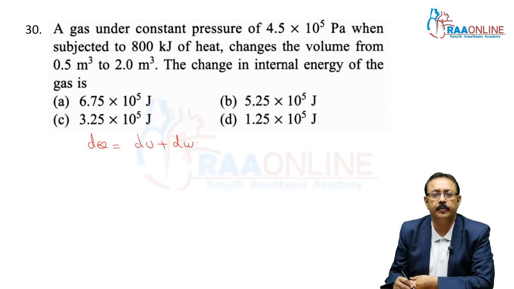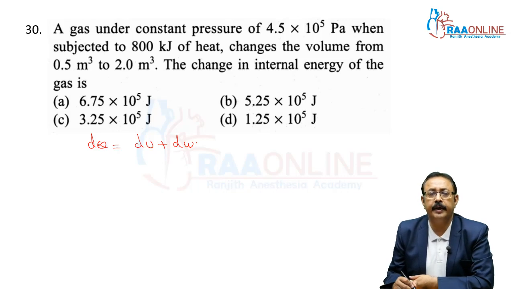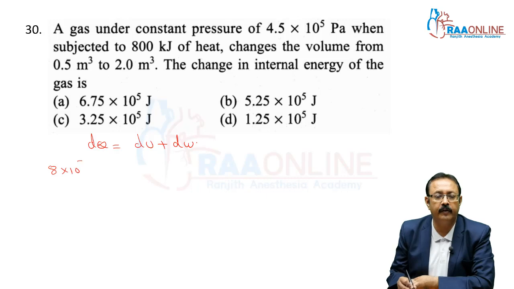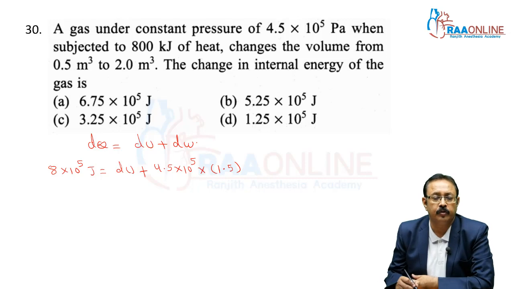What is dQ? 800 kilojoule of heat is supplied to the system, kilo means 1000. So we are talking about 8 into 10 to the power 5 joule. That is dQ. We want to calculate dU. What is work? Work is 4.5 into 10 to the power 5, pressure into change in volume. 0.5 to 2 means 1.5.